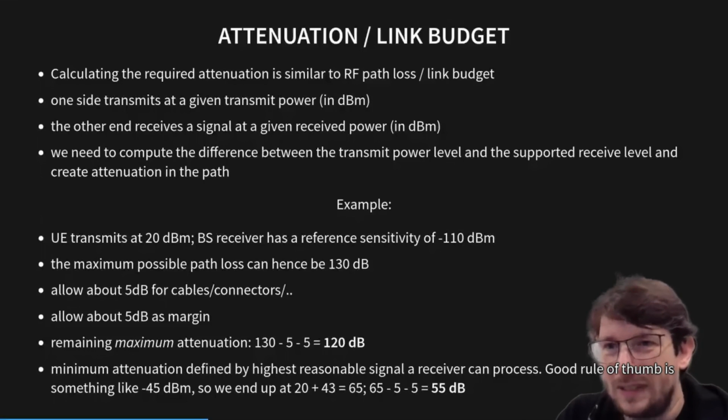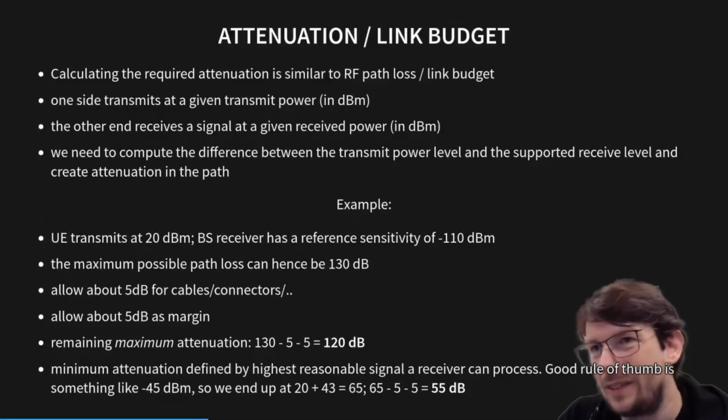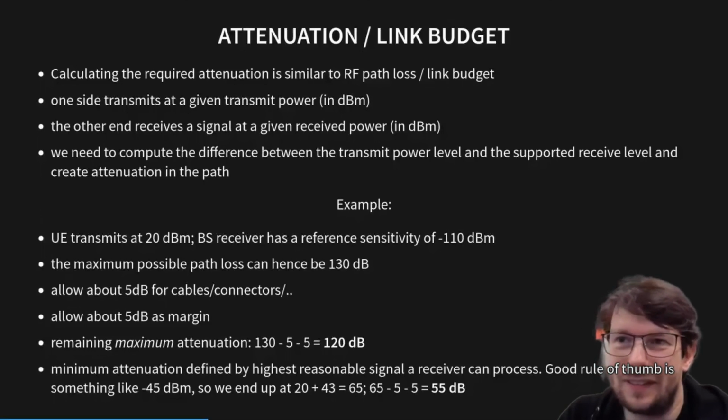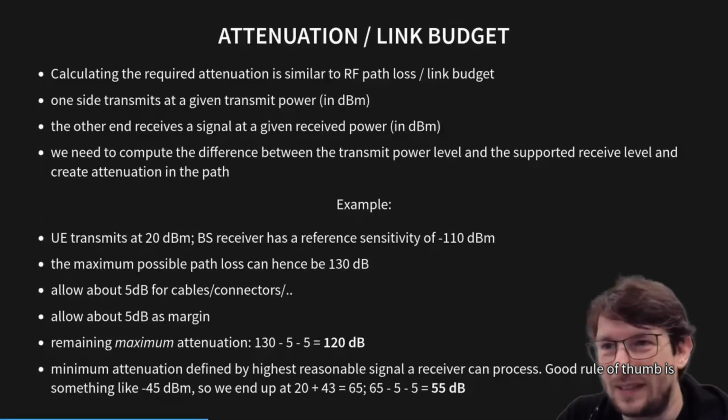The minimum attenuation that we need is defined by the highest reasonable signal level the receiver can process. That's something that's not easily found in a lot of documentation or data sheets. I'm not sure, for example, if it's documented for SDRs, but a good rule of thumb in the cellular sphere is, at least from my point of view, something like minus 45 dBm.